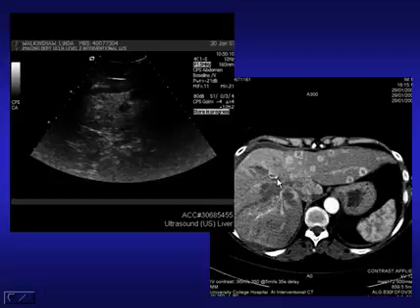Because the technique is very sensitive to very small lesions, here's an example of a patient planned for surgery for resection of metastases, and we can see in this CT scan multiple enhancing lesions down to a few millimeters in diameter. Now, this is an exceptional CT scan.